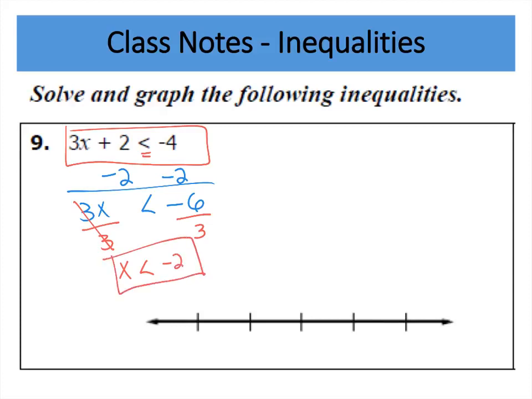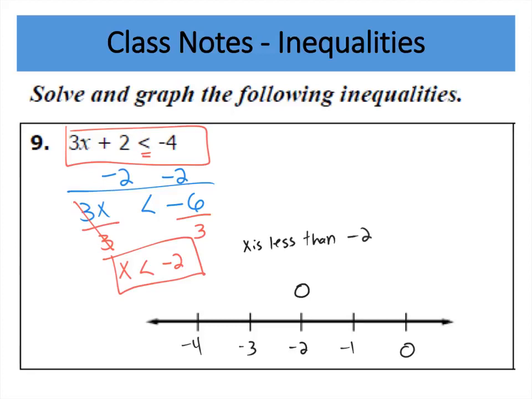So this is what we're going to graph. On our number line, we need to make sure we have negative 4, negative 3, negative 2, negative 1, and 0. And it's a strict inequality. Remember what this means. If you see this sign, there's an open circle. So we're going to put an open circle at negative 2. And then it's x is less than negative 2. I'm going to write that out. X is less than negative 2.